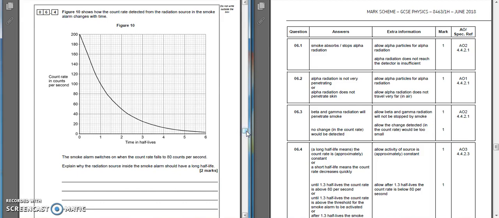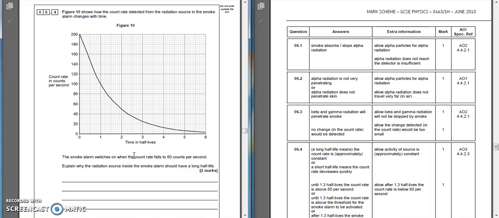For question 6.4, it's unusual here that we're not actually calculating a half-life. It says, explain why the radiation source inside the smoke alarm should have a long half-life. And it's not just so it can last longer. We need something specific here. They've given you the graph. So let's look at that graph and let's give you a reason why.